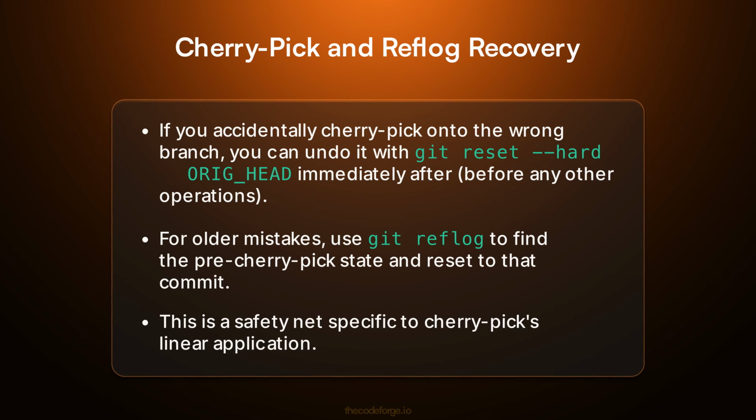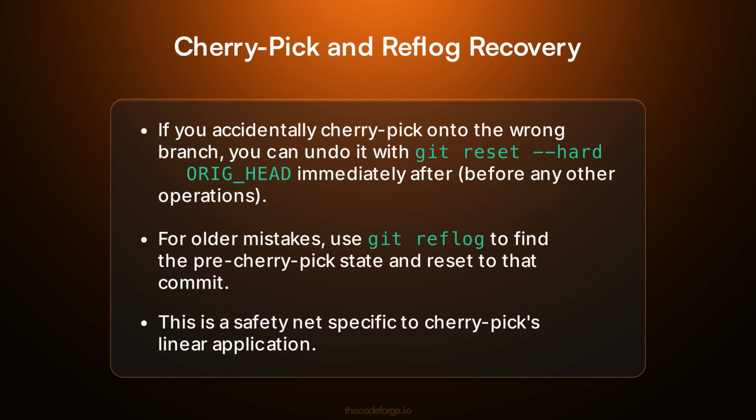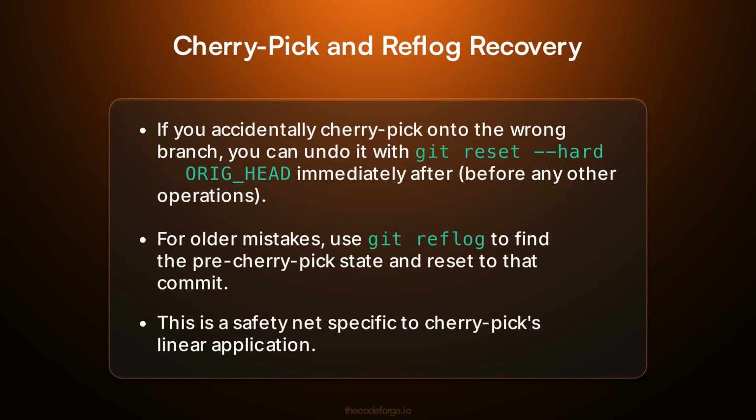If you accidentally cherry-pick onto the wrong branch, you can undo it with git reset --hard ORIG_HEAD immediately after, before any other operations. For older mistakes, use git reflog to find the pre-cherry-pick state and reset to that commit. This is a safety net specific to cherry-pick's linear application.